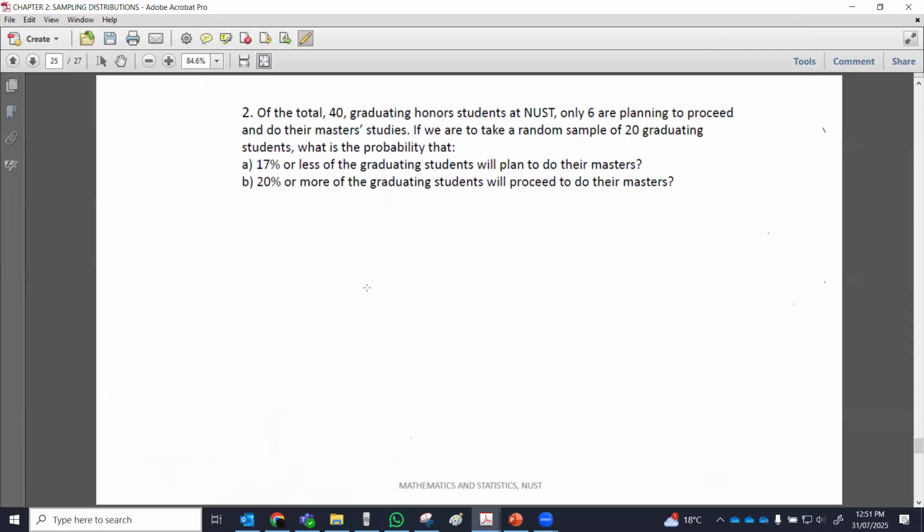Okay, here's another question. Let's try and do this one. It says, of the total 40 graduating honors students at NUST, only 6 are planning to proceed and do their master's studies. If you are to take a random sample of 20 graduating students, what is the probability that A, 17% or less of the graduating students will plan to do their master's, B, 20% or more will proceed to do their master's? So let's try this one. So we start with A.